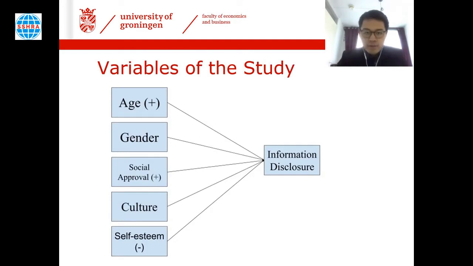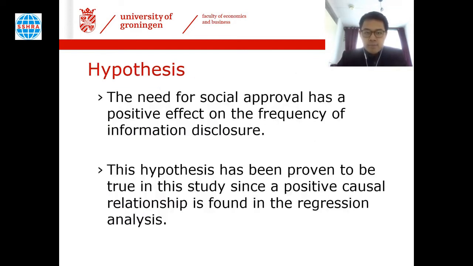The variables of this study can be seen in the conceptual model here. Age, gender, culture, and self-esteem are control variables, while social approval is the main independent variable. Information disclosure, on the other hand, is the dependent variable. The main hypothesis of this study is that the need for social approval has a positive effect on the frequency of information disclosure. This hypothesis has been proven to be true in the study, since I have found a positive causal relationship between social approval and information disclosure.